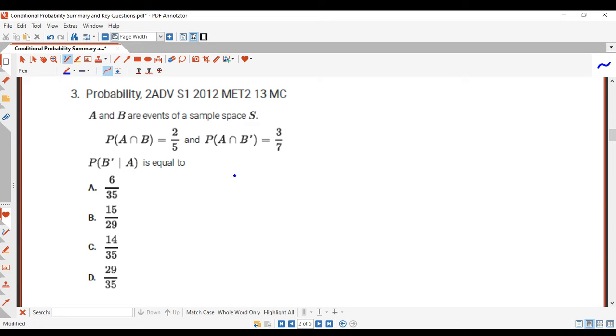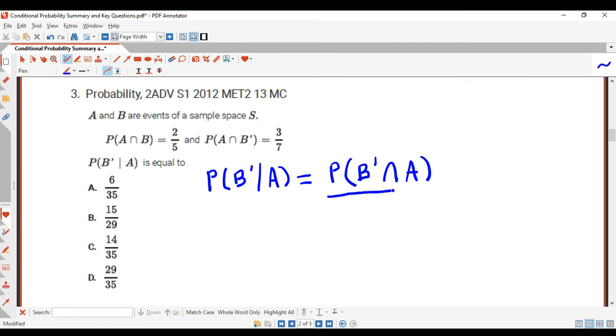First things first, let's get some sense of what's happening with this question. We need to work out this little formula we're going to write down: the probability of not B given A. According to the formula we wrote above for conditional probability, it's the probability of not B and A, or intersect A, divided by the probability of A.